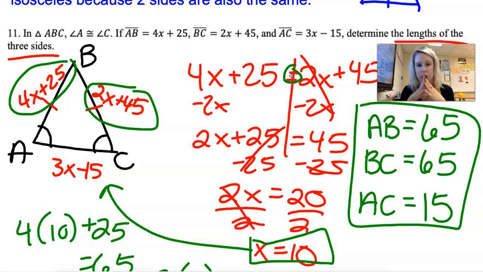But remember, isosceles triangles, two sides the same, base angles are the same, vertex at the top. Draw a picture to help you out. Now you can practice. Thanks for watching.